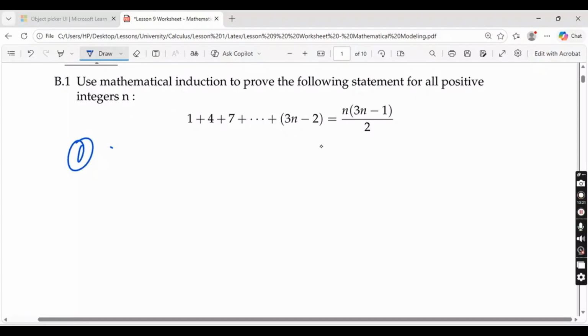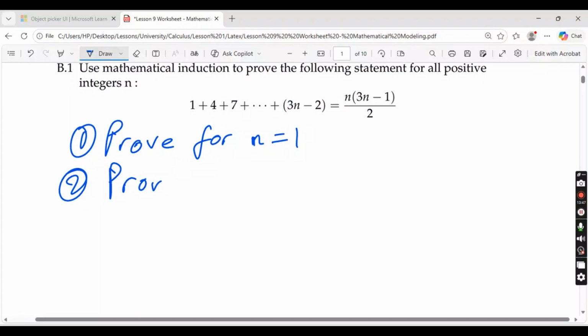The first step is to prove for n is equal to 1. That is the first step, right? Maybe if you can write it down, so that if you forget, you can easily see it. So we are proving for n is equal to 1 first.